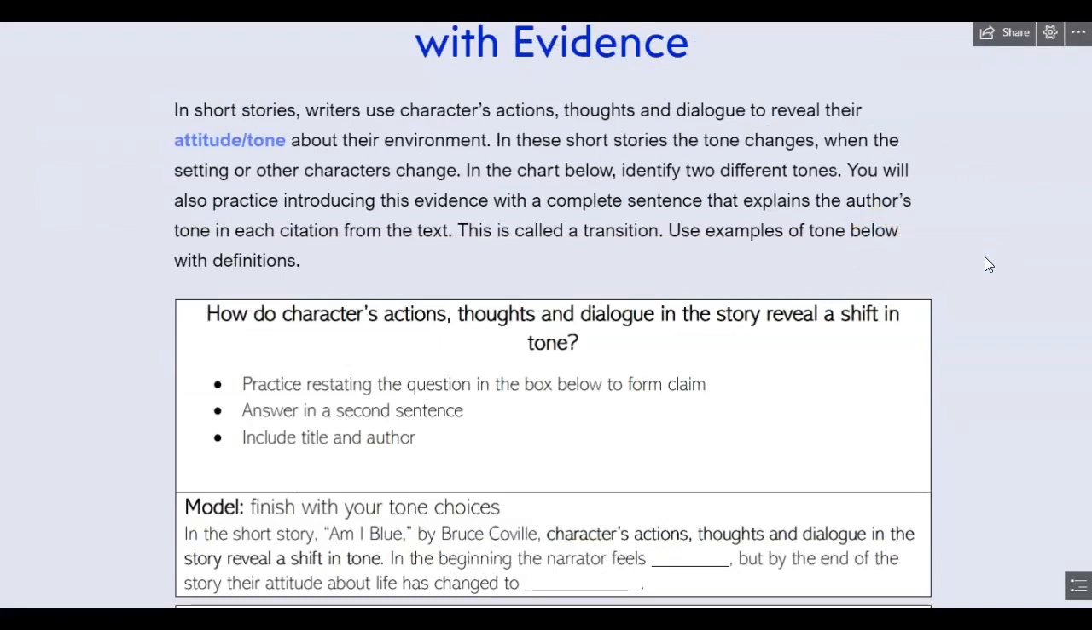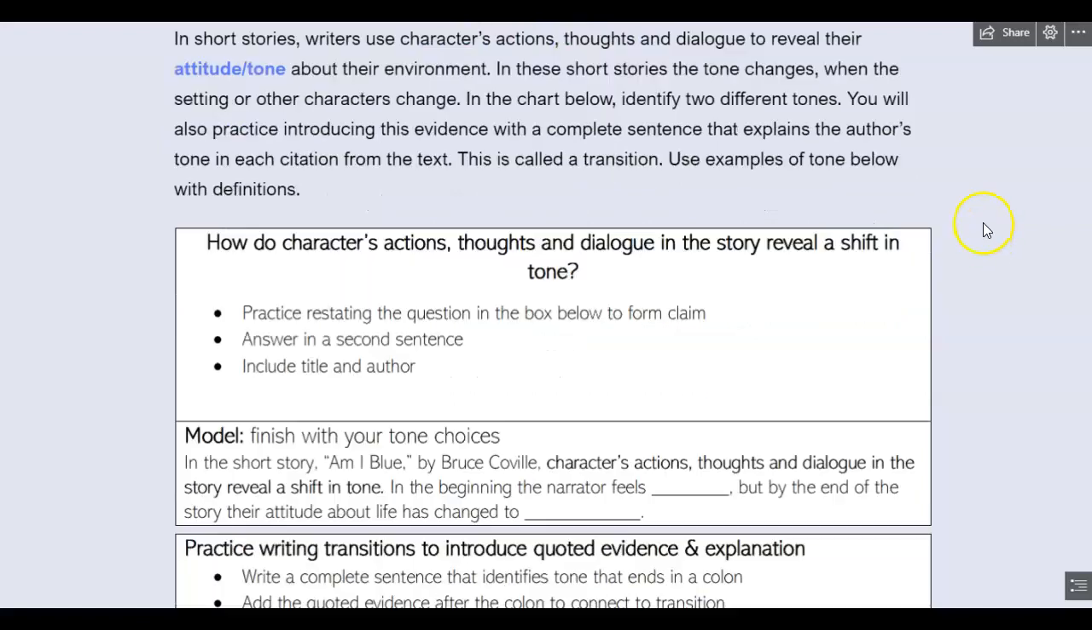Okay, so this is very much like when we did the immigrant poetry. So in short stories, writers use characters' actions, thoughts, and dialogue to reveal their attitude or tone about their environment. In these short stories, the tone changes when the setting or the other characters change. In the chart below, identify 2 different tones. You will also practice introducing this evidence with a complete sentence that explains the author's tone in each citation from the text. This is called a transition. Use examples of tone below with definitions.